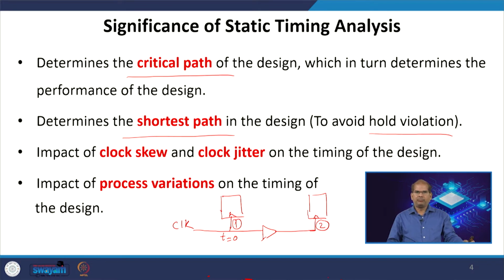So, we have multiple corners, we will discuss that in future slides, but those corners need to be analyzed properly in order to do accurate timing analysis. We need to consider the process variations and their corners while doing the timing analysis for an accurate prediction of the timing.